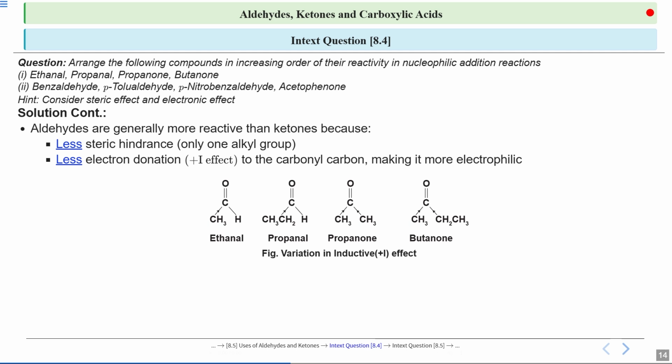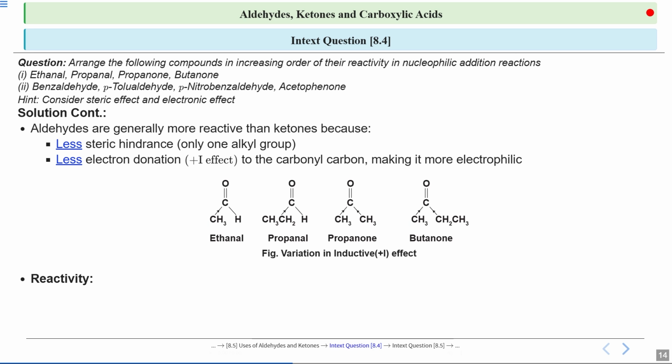So in ethanal there is one alkyl group, CH3. In propanal it is CH3CH2, an ethyl group. And in propanone and butanone, being ketones, there are two alkyl groups attached to the carbonyl carbon. These alkyl groups, which donate electron density, reduce the electrophilicity of the carbonyl carbon. Now, I have told you all the factors. Can you arrange these in the order of their increasing reactivity towards the nucleophilic addition reaction?